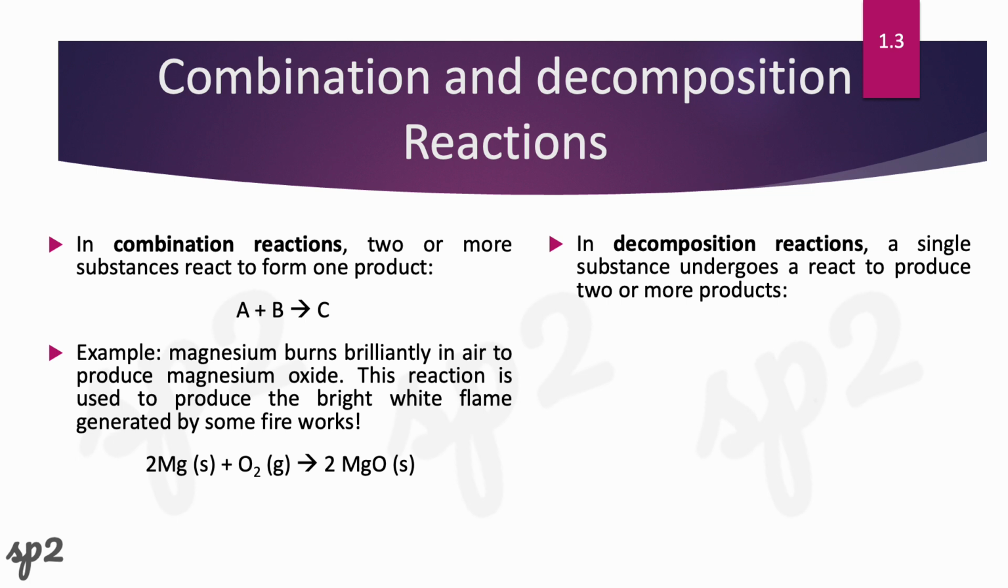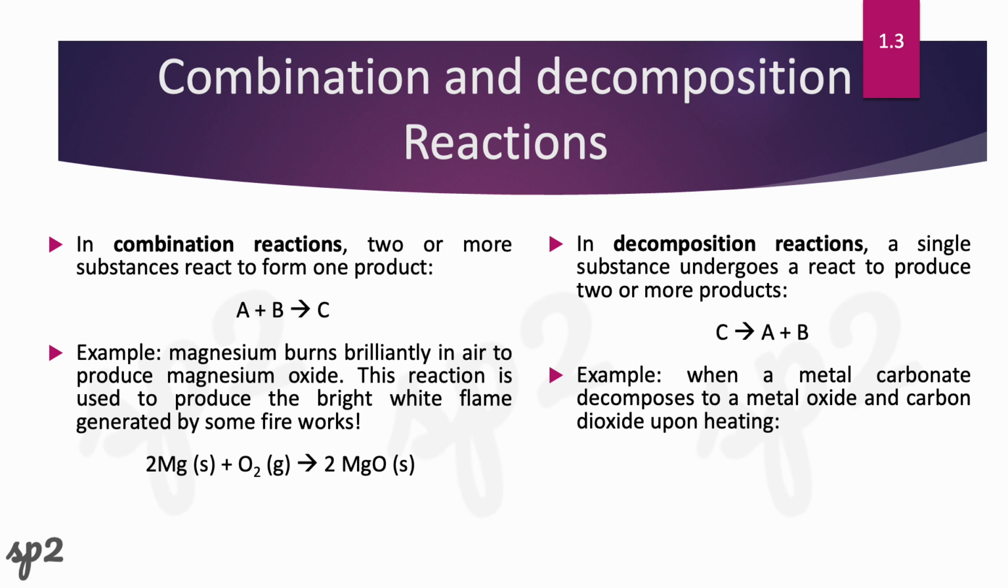The next one is our decomposition reaction, which is pretty much the opposite. Now we have a single reactant that is producing two or more products. I can write it as C goes to A plus B. And again, we have many examples. One of the really common ones is where we have a metal carbonate, such as calcium carbonate, that is decomposing to a metal oxide, such as calcium oxide. And we also have the production of carbon dioxide.